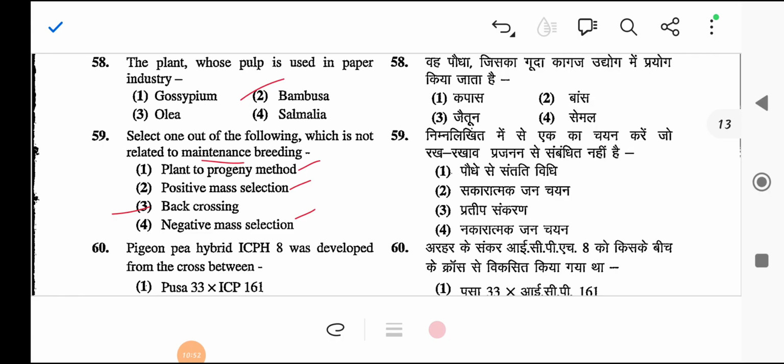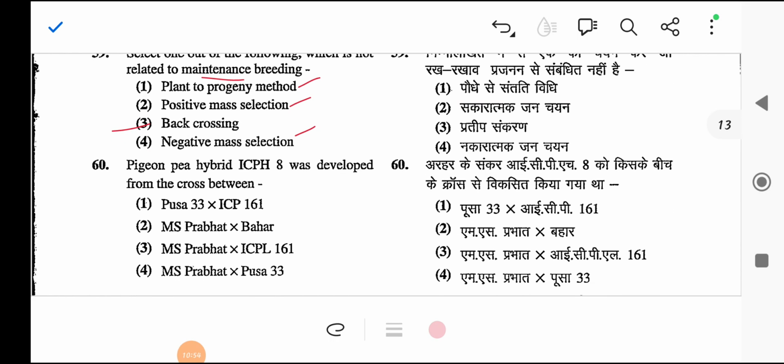Next is, Pigeon pea hybrid ICPH8 was developed from a cross between... So Pigeon pea hybrid is developed from a cross between MS Prabhat and ICPL 161. Okay, MS Prabhat and ICPL 161.